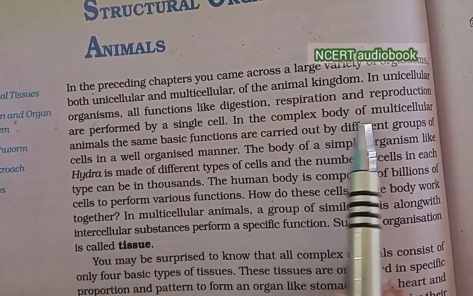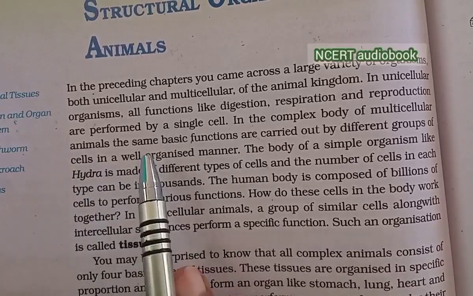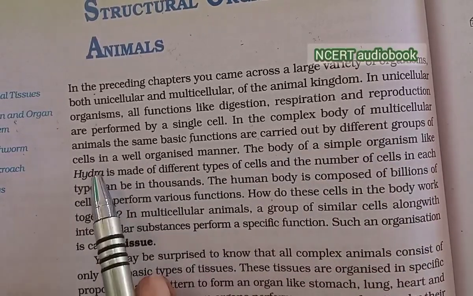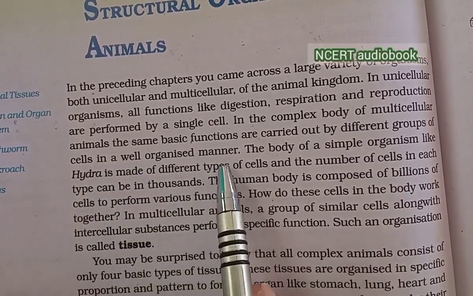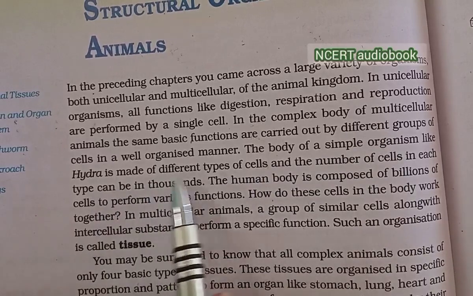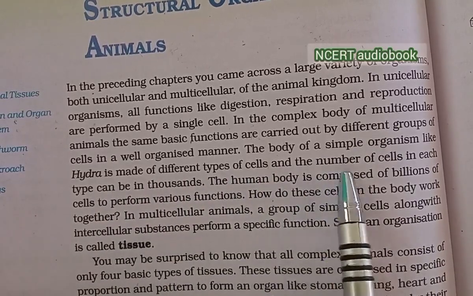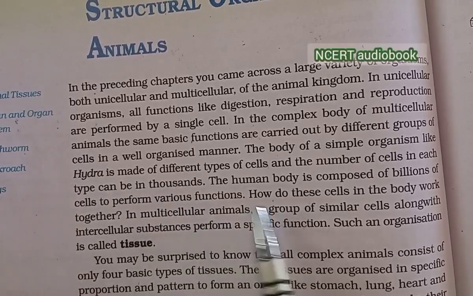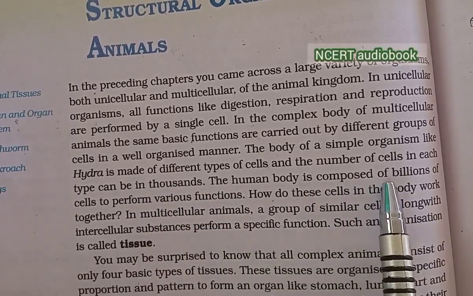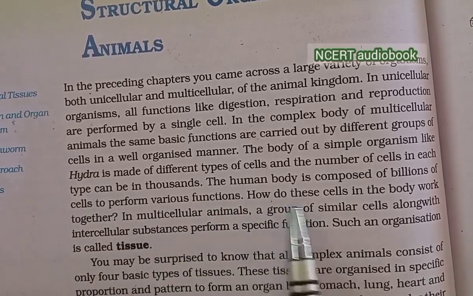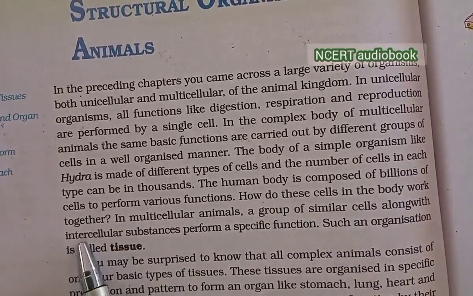In the complex body of multicellular animals, the same basic functions are carried out by different groups of cells in a well-organized manner. The body of a simple organism like Hydra is made up of different types of cells, and the number of cells of each cell type can be 1,000. The human body is composed of billions of cells to perform various functions. How do these cells in the body work together?